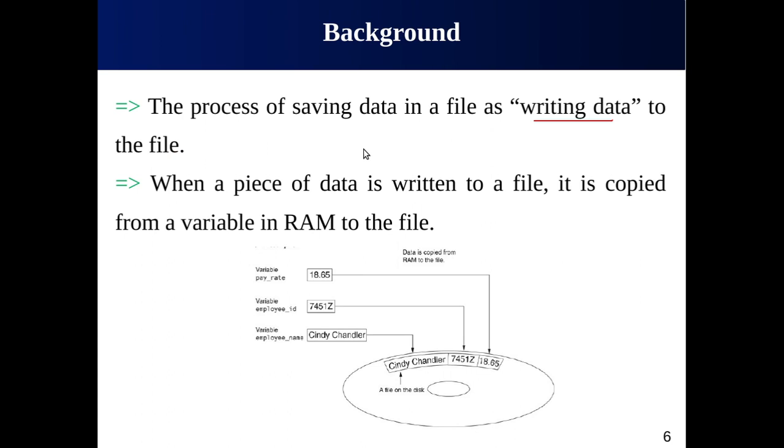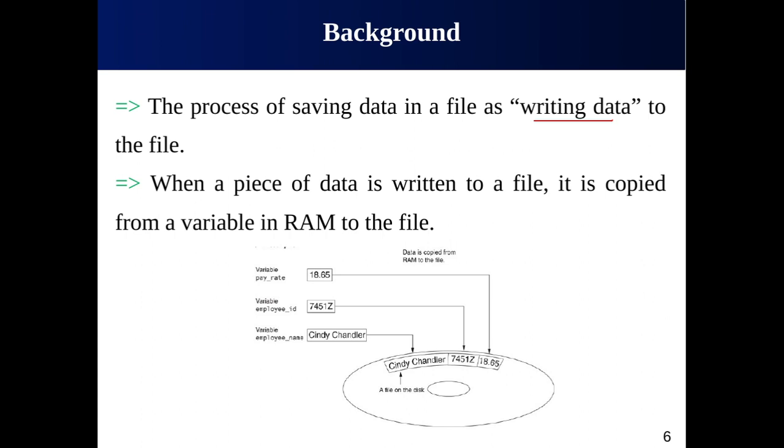First, let us see what writing data means. When a piece of data is written to a file, then the process is known as writing data, or the process of saving data in a file is known as writing data. But what actually happens when you write data to a file? When a piece of data is written, it is copied from a variable in RAM to a file. And this is illustrated in the figure here.